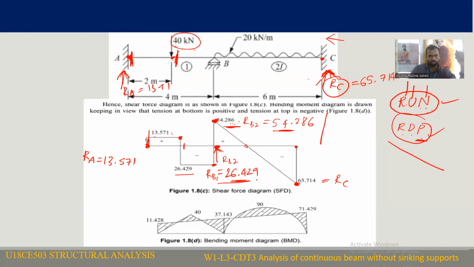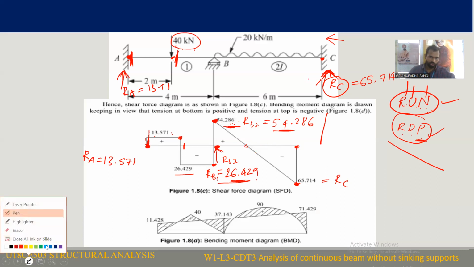That means shear force at A will be 0, and shear force at C will be 0. So now we can draw the shear force diagram from this. You just join all these points, and you are going to get the shear force variation.